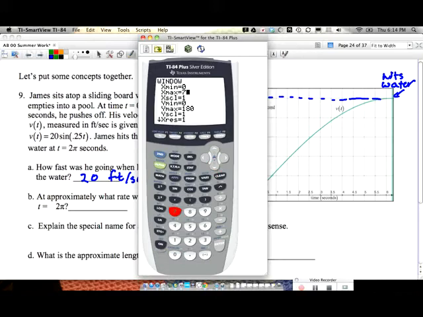And our y maximum is not nearly 180 feet. It looks like it's more like 20. So let's type that in. So here's our graph. That looks pretty similar to what we have there.